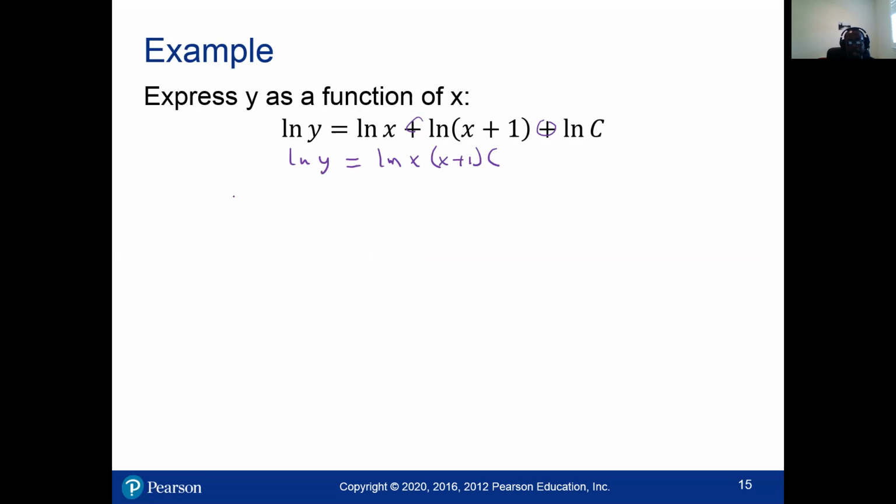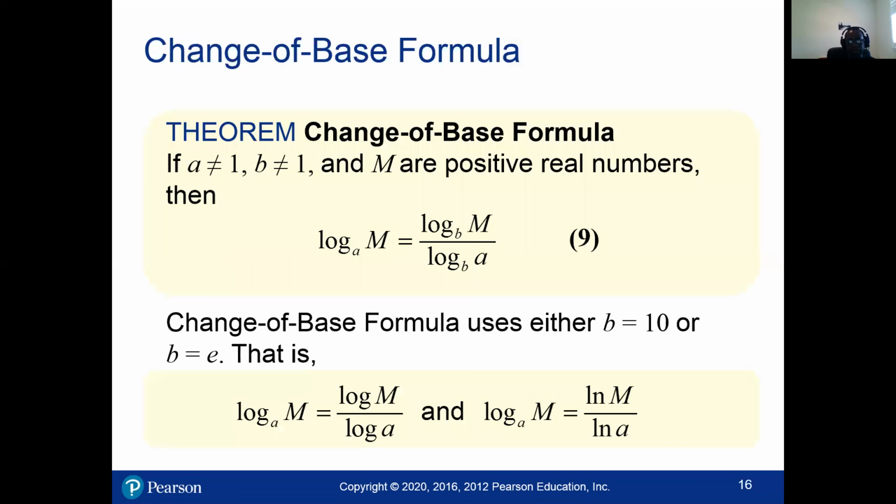Now, by that property we just talked about, this will kind of cancel out. You have y is equal to x times x plus 1, and then times c. Okay. So that is the function expressing y as a function of x.